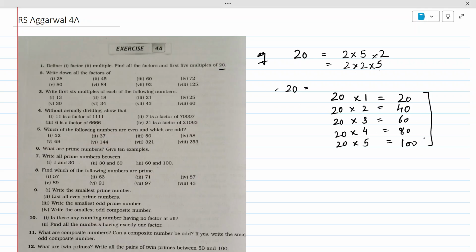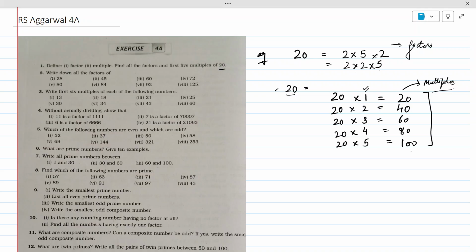So again, what are multiples? Multiples are the numbers which we get by multiplying the number, of which we have to find the multiples, with whole numbers. All these are whole numbers here, and these are the multiples. This we have already done, multiples and factors. Now let us go to the next question.